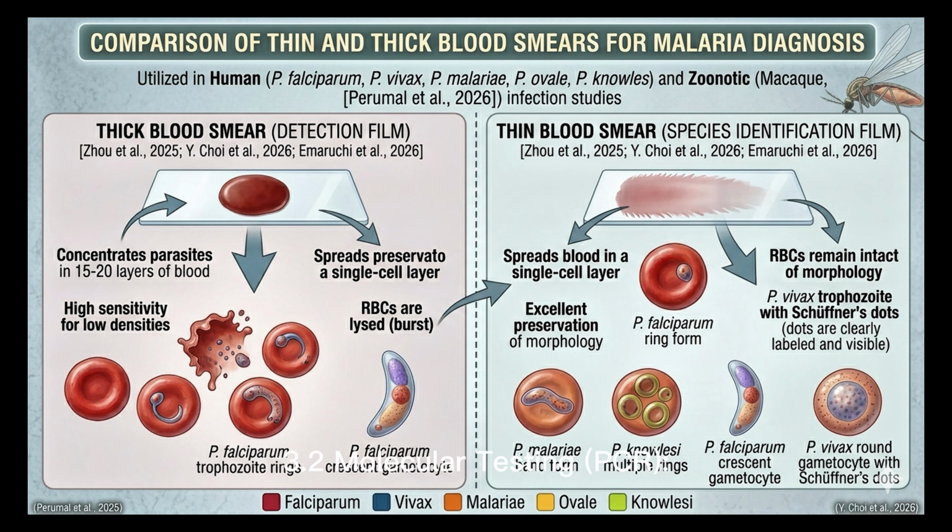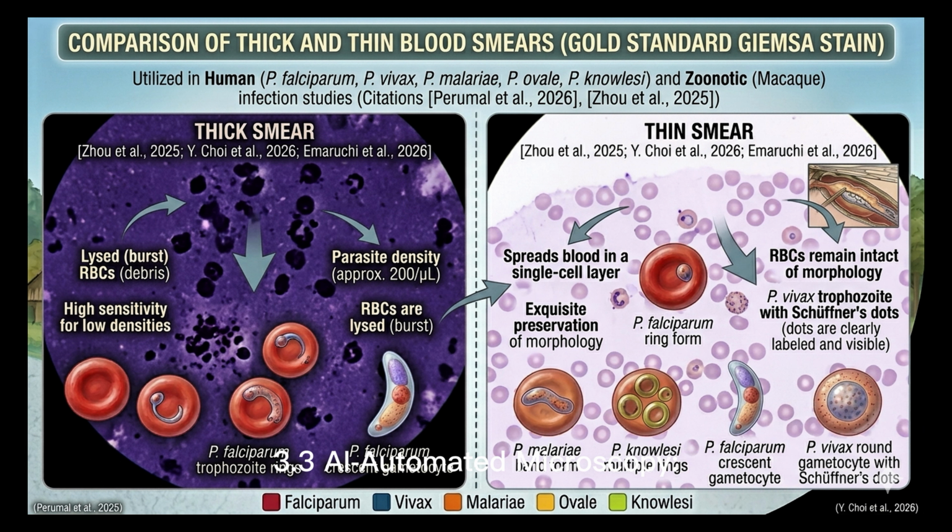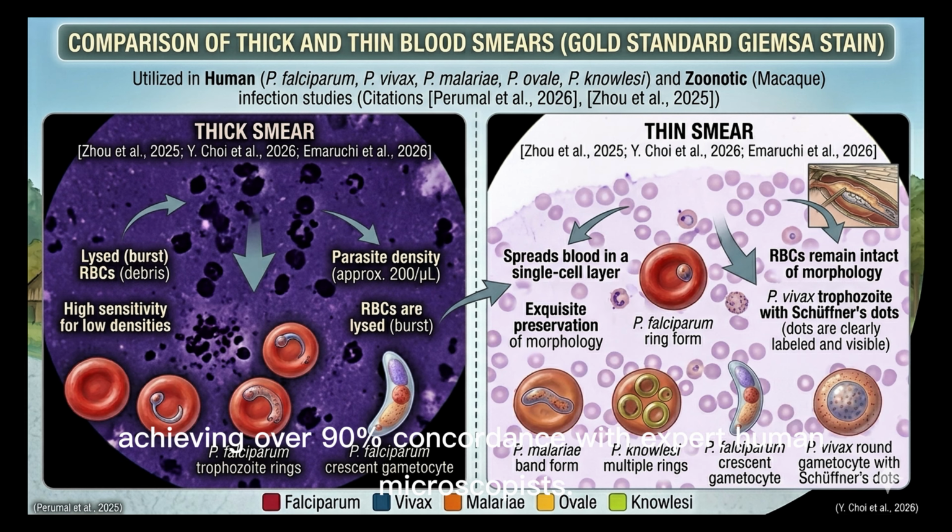3.2 Molecular testing, PCR. Highly sensitive and capable of identifying drug-resistant markers, but often limited to reference laboratories due to cost and complexity. 3.3 AI automated microscopy. New platforms, like MeLab, use deep learning and digital imaging to automate the staining and scanning process, achieving over 90% concordance with expert human microscopists.